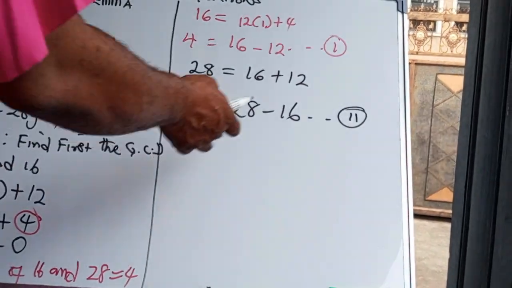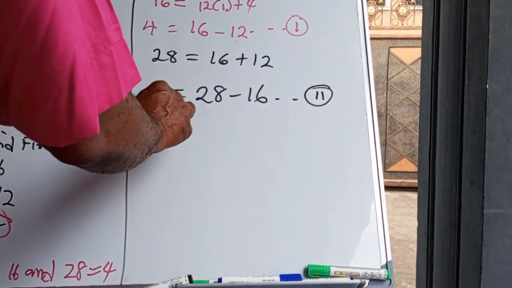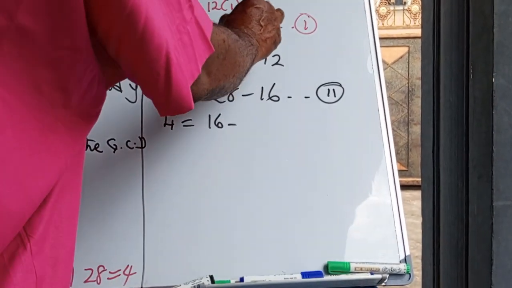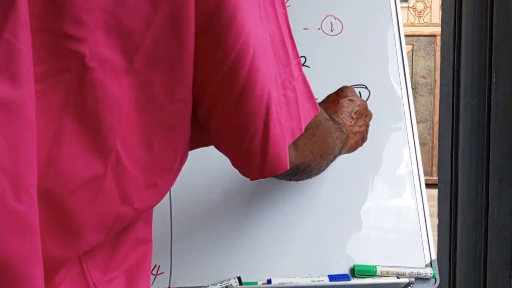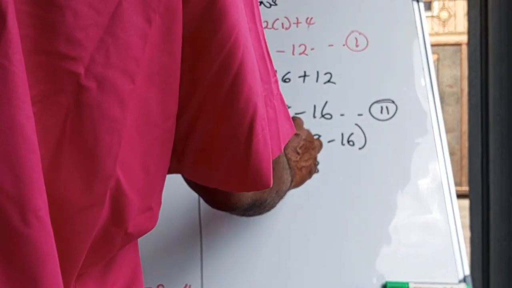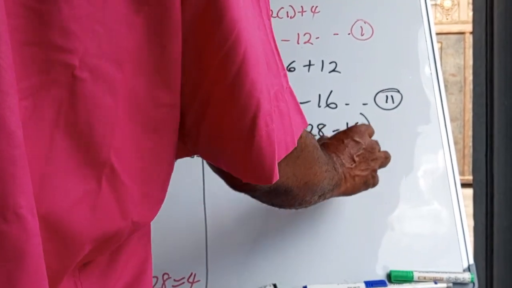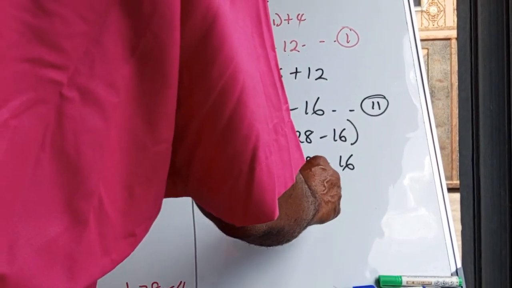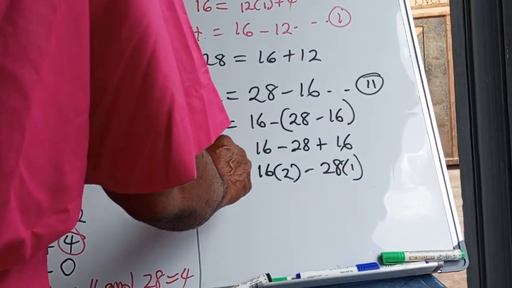And we are going to substitute equation 2 into equation 1 for 12. So that 4, I'm writing this again, is equal to 16 minus, we are supposed to have 12, I will now put 28 minus 16. So what I'm going to have here will be 16 minus 28. Minus times minus is plus. And so we now have 16 plus 16 is 2 times 16. That will be 16 times 2 minus 28. 28 is just 1. So we bring our 4 down.